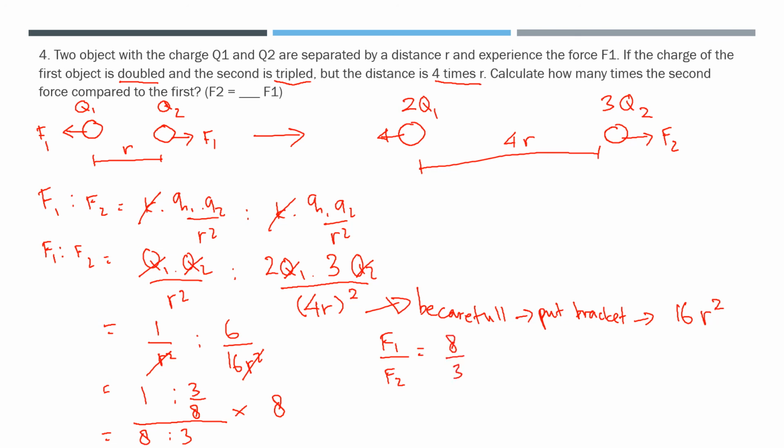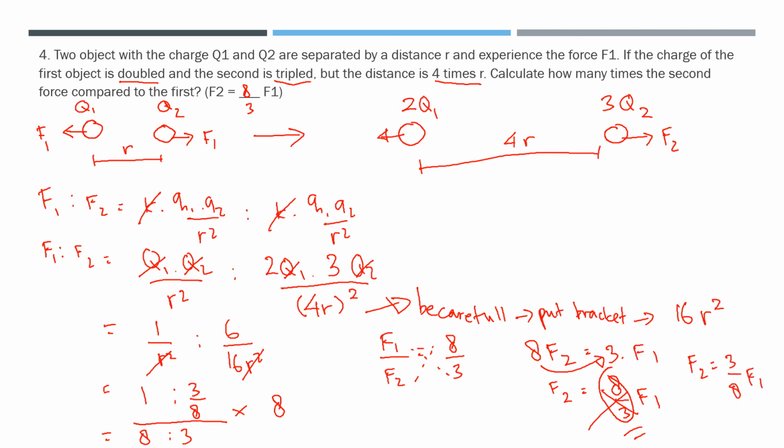Then you can do the cross multiplication. 8 times F2 equals 3 times F1. So F2 will be 8 per 3 F1. Done. Then you can answer here. So F2 equals 8 per 3 F1. So sorry guys, this has always happened. I mean, be careful when you count this. So the correct one is not 8 per 3, because the one that moves is 8, right? So this one is wrong. It should be F2 equals 3 per 8 F1. So this one should be 3 per 8.